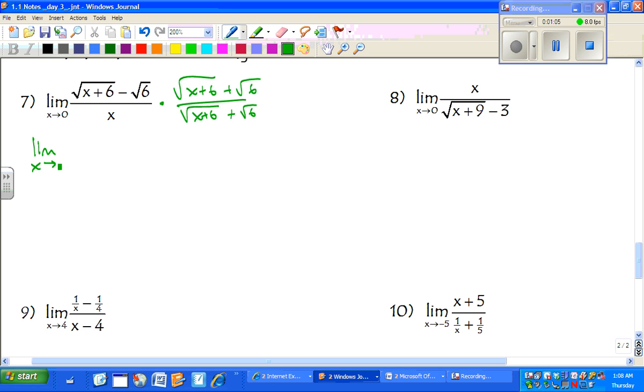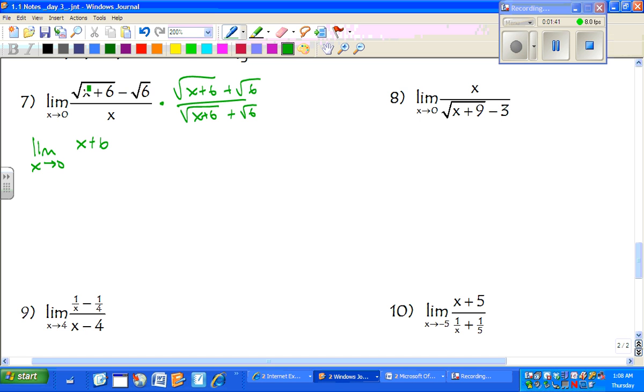When we do that, all sorts of good stuff happens on top. Right? This is like the difference of two squares. Like if you had x squared minus 9, you can factor that to x minus 3 times x plus 3. But whenever you have something minus something times the same thing plus that same thing, things are going to cancel out. It's going to be like the difference of two squares. So when we multiply this with this, we just get x plus 6. Right? It's squaring it, multiplying it with itself.